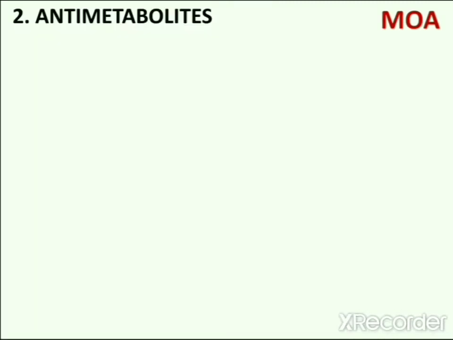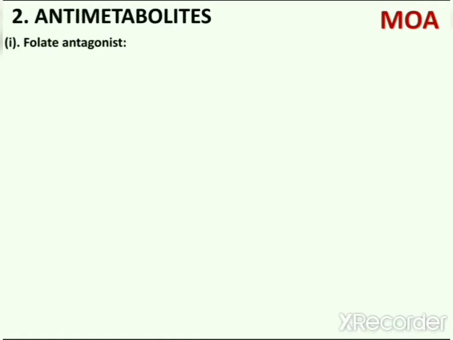Next category is antimetabolites. Antimetabolites are structurally related to normal compounds that exist within the cell. They generally interfere with the availability of normal purine or pyrimidine nucleotide precursors, either by inhibiting their synthesis or by competing with them in DNA or RNA synthesis. Their maximal cytotoxic effects are in S phase, and therefore they are cell cycle specific. In this category, we will discuss mode of action of folate antagonists.